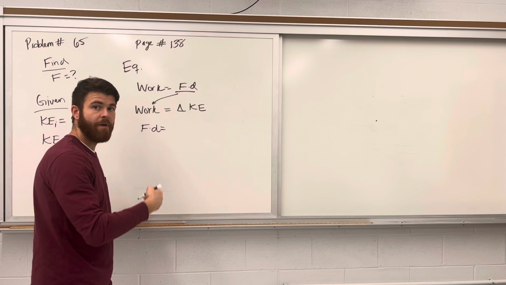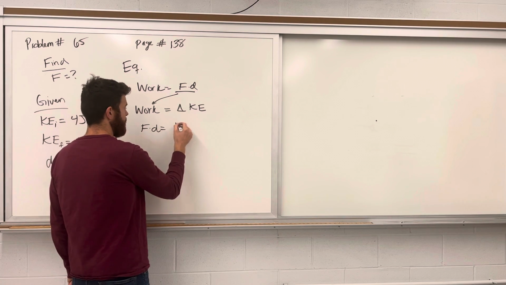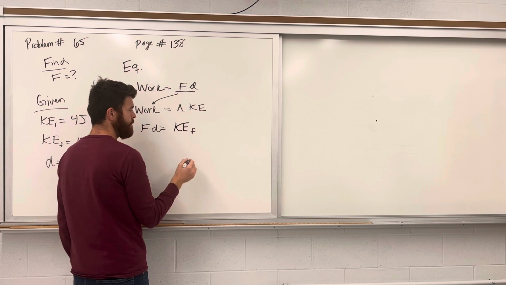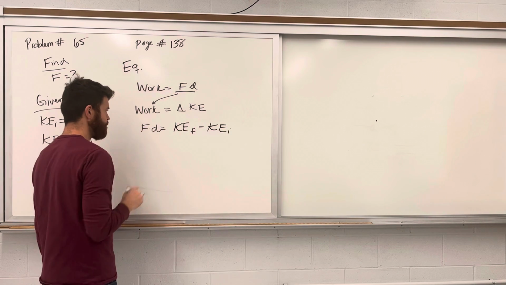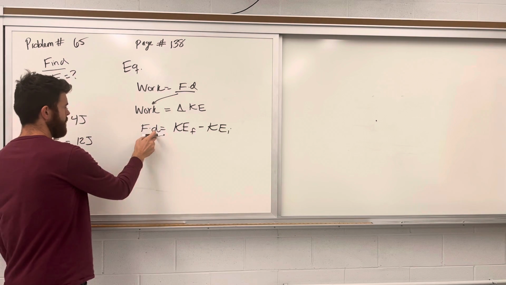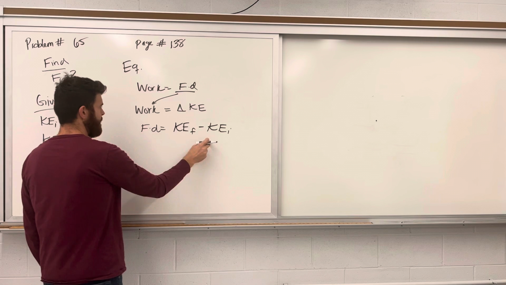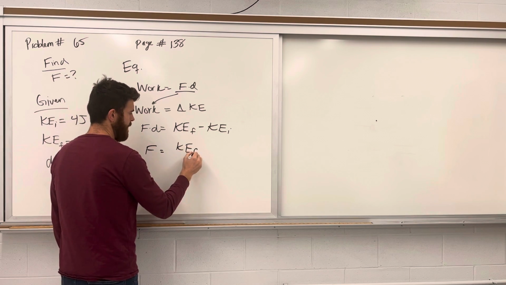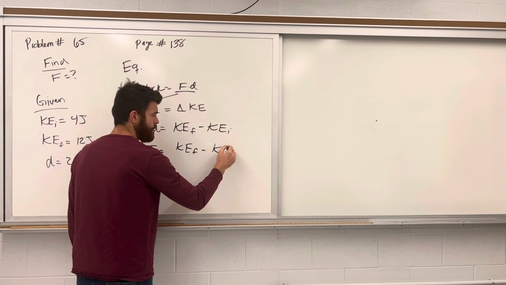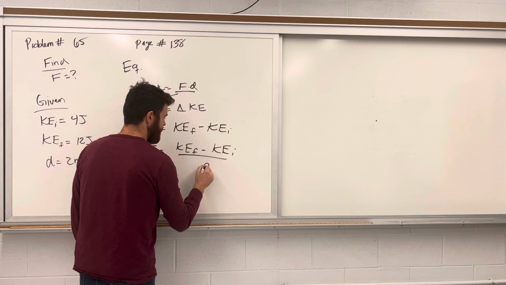Remember, change in is final minus initial. So it's our final kinetic energy minus our initial kinetic energy. And solving for F, we divide both sides by D. The average force is equal to the final kinetic energy minus the initial kinetic energy, divided by the distance.